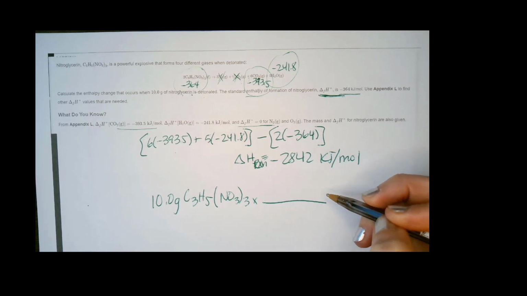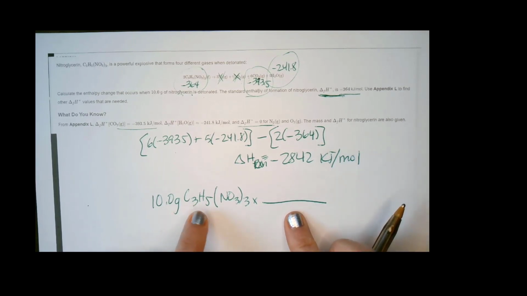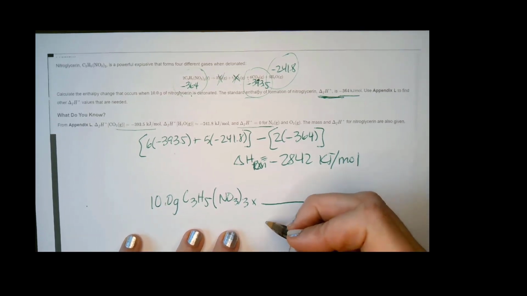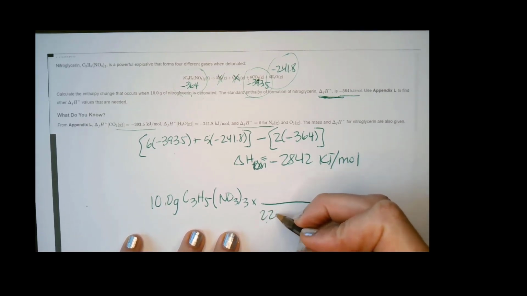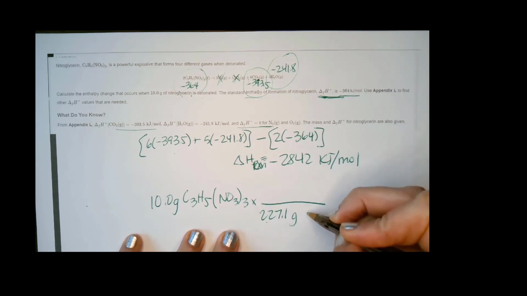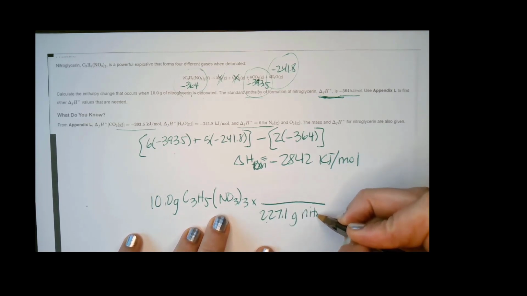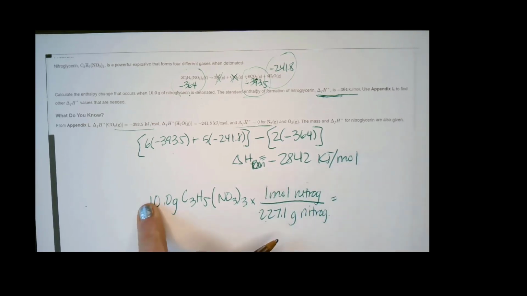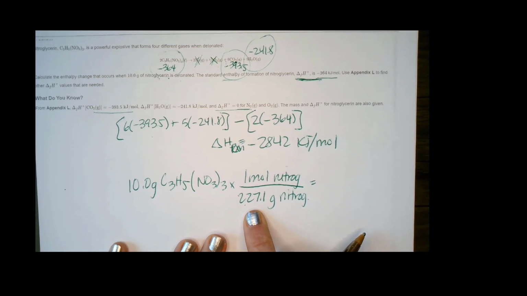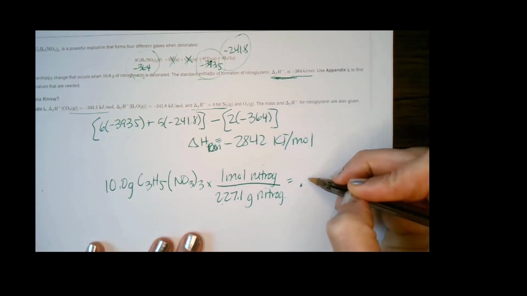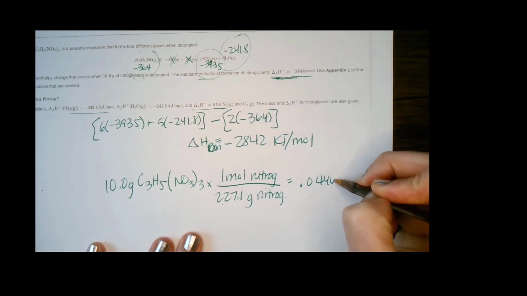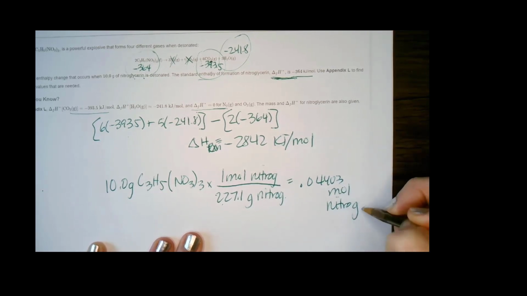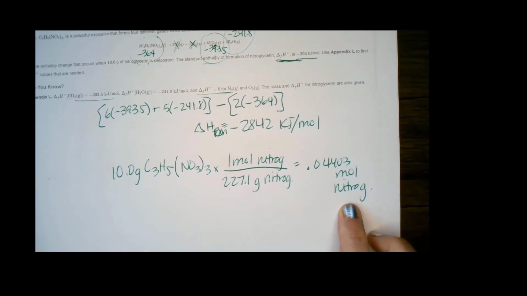So for grams, we need to find the molar mass of this, of 3 carbons, 5 H's, 3 N's, and 9 O's. And if we add it all up, we should get a molar mass of 227.1 grams of nitroglycerin. I'm just going to write nitro G for 1 mole of that. And 10 times 1 divided by 227.1 should give us 0.04403 moles of nitroglycerin. I'm just abbreviating for the sake of time here.